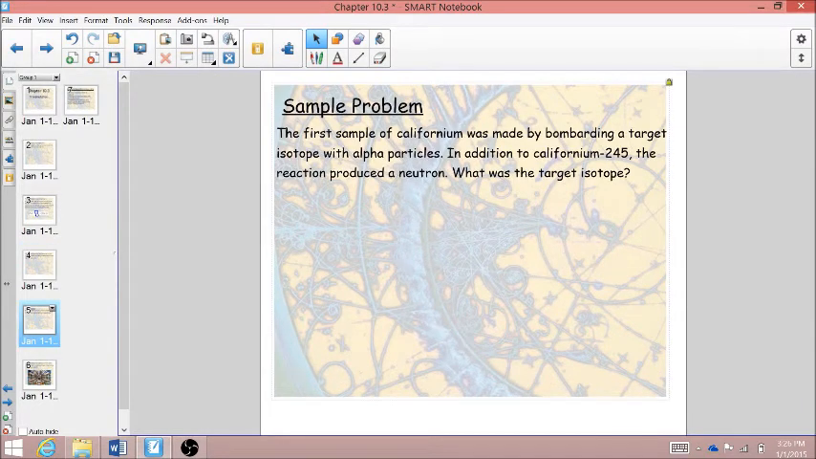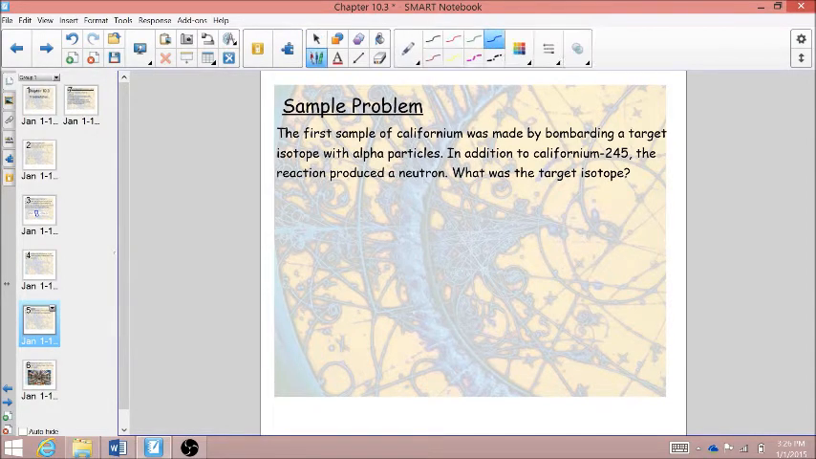Now let's do a sample problem of what this would look like. This is going to help you out on one of your homework problems. So the first sample of californium was made by bombarding a target isotope with alpha particles. In addition to californium-245, the reaction produced a neutron. What was the target isotope? So what we're trying to find here is what element did they start with in order to make californium?